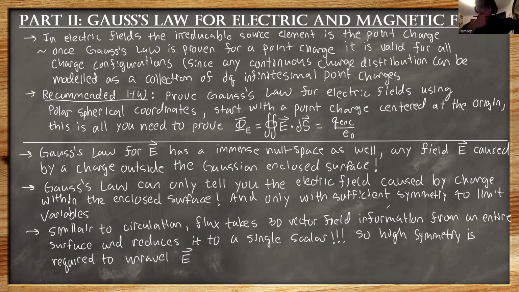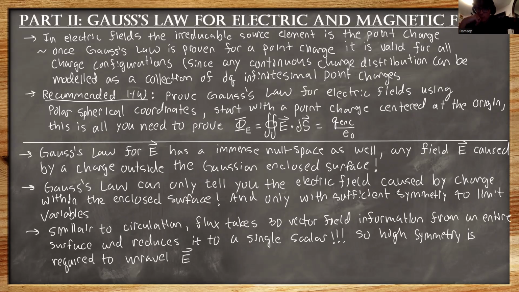So Gauss's law can only tell you the electric field caused by a charge within the enclosed surface, and only with sufficient symmetry to limit the variables, right? In the same way, flux takes a ton of vector information over an entire surface and compresses it into a single scalar value. So to unravel it, you're going to need a lot of symmetry and additional constraints.